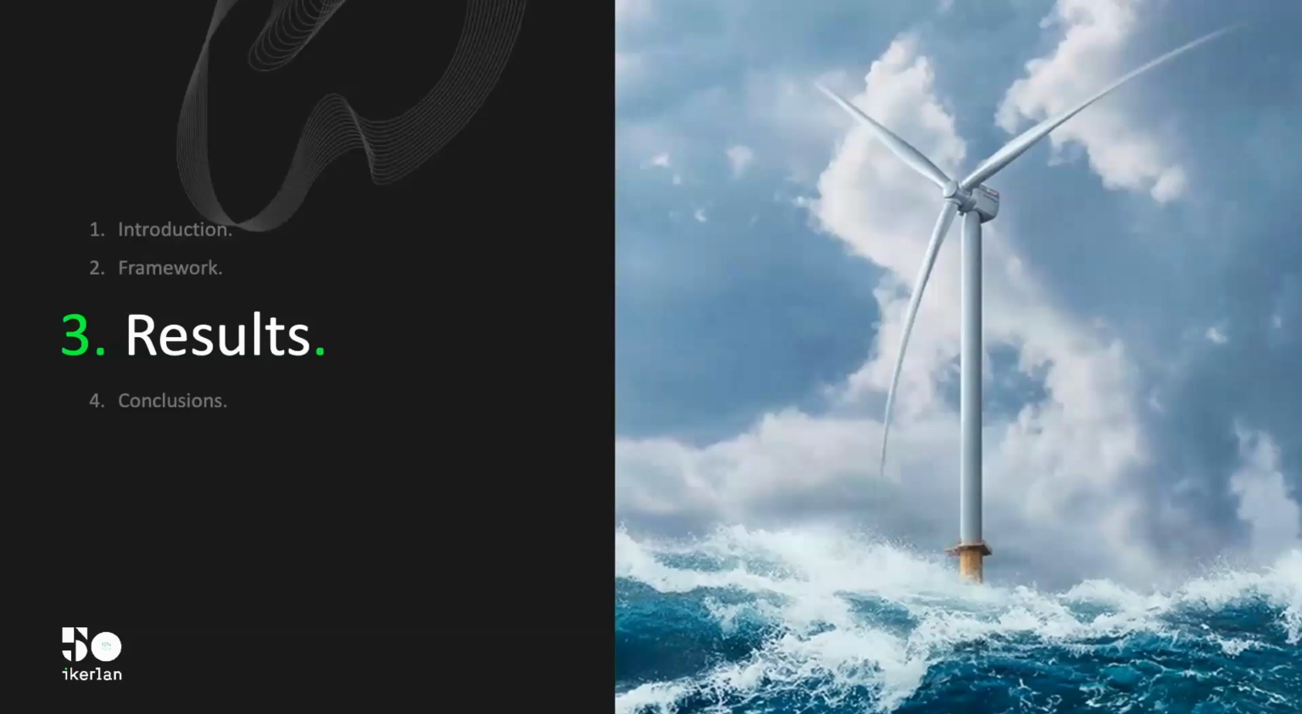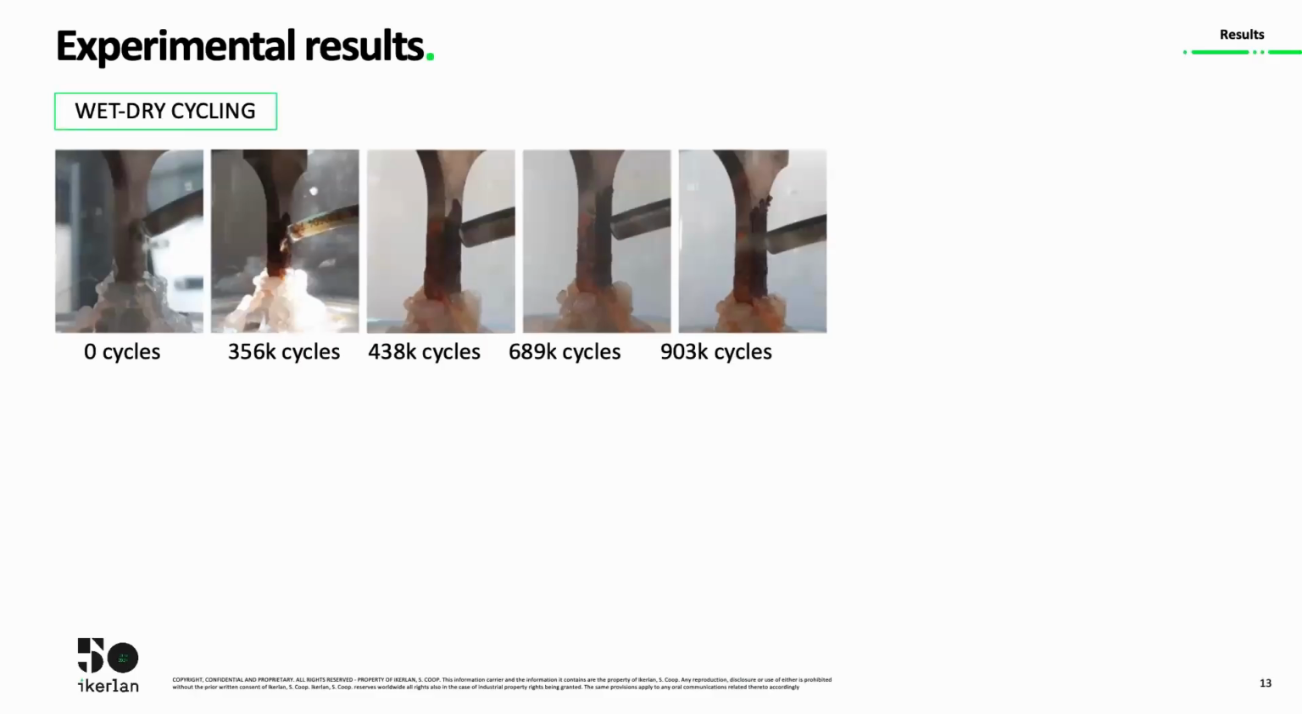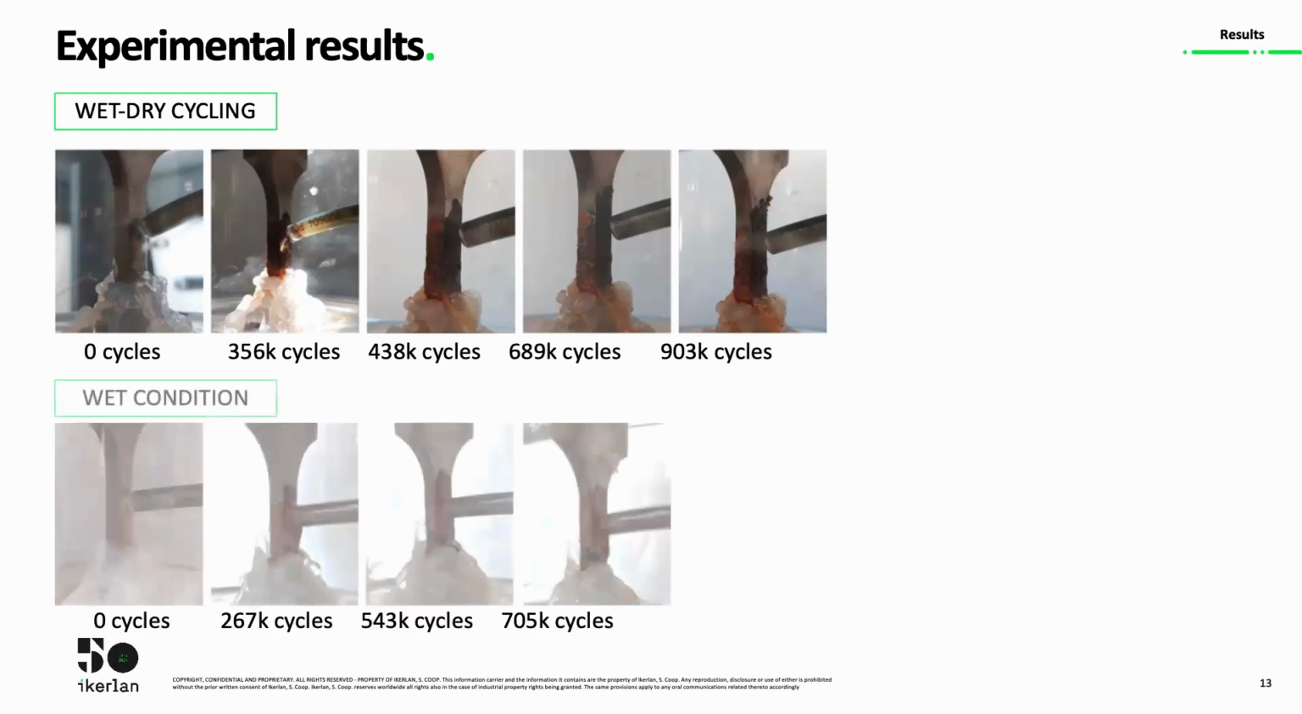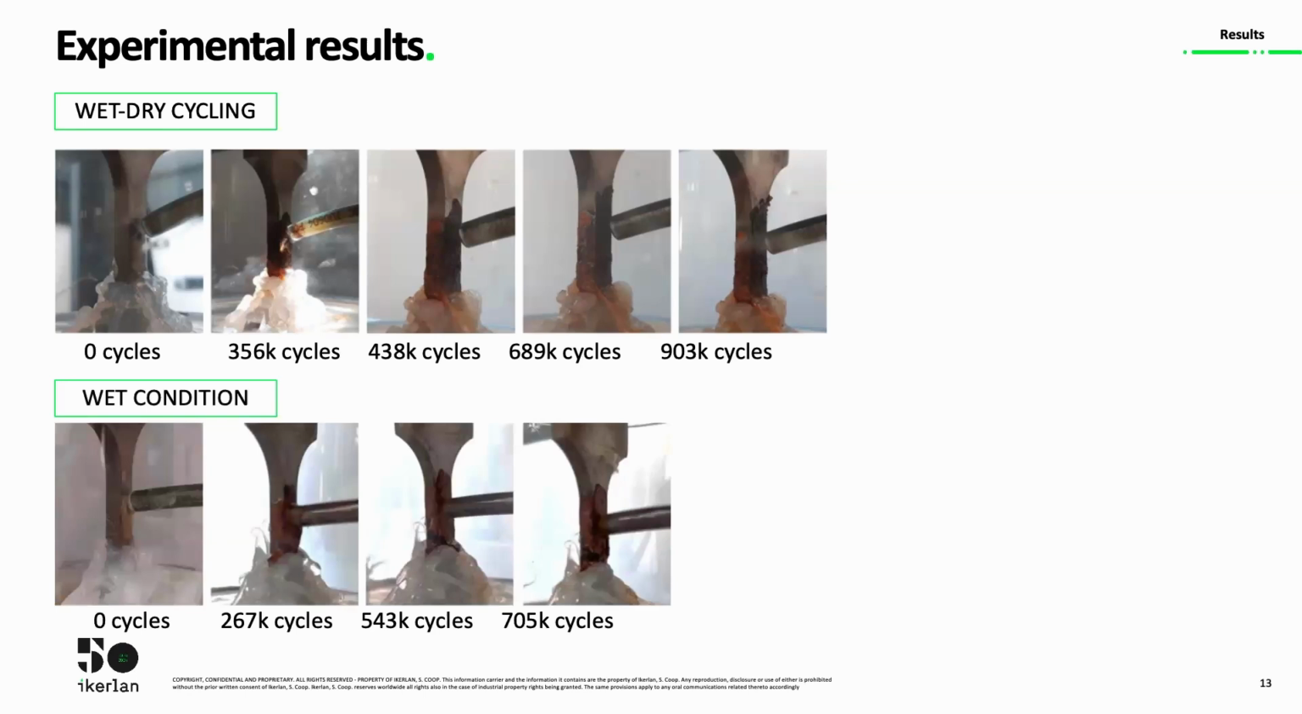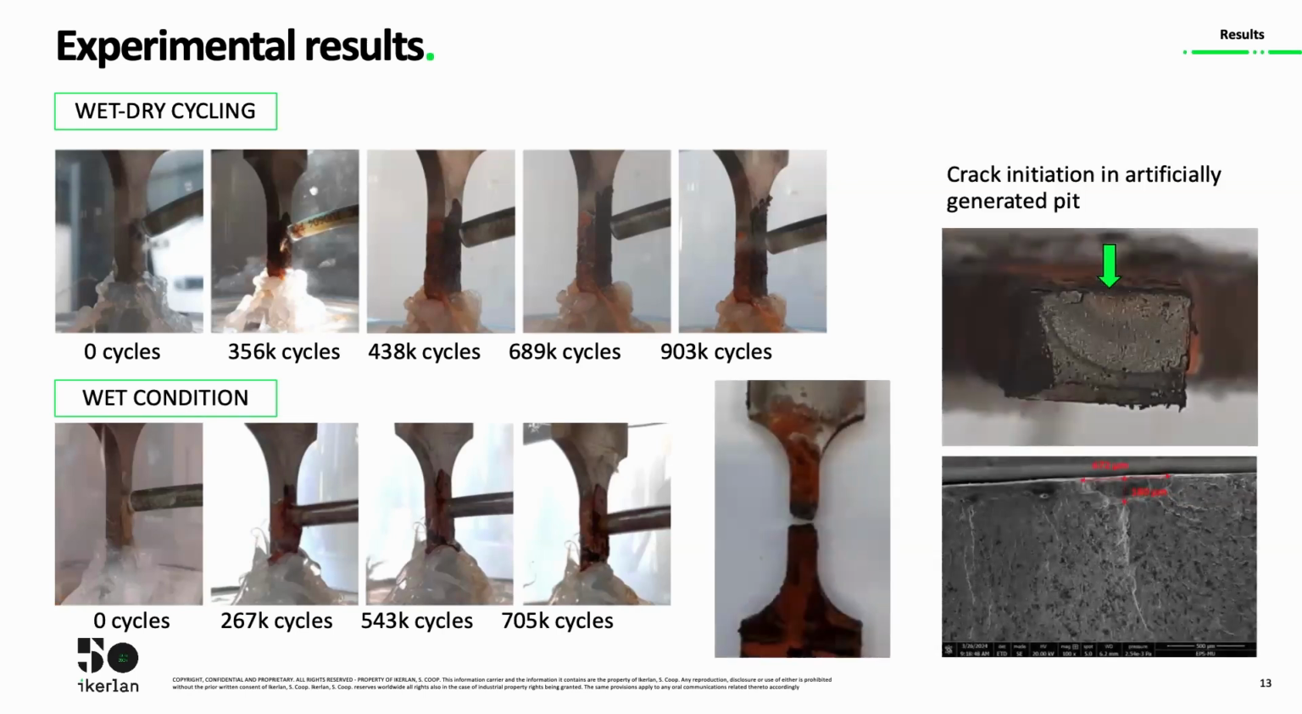Now I will show the experimental results. In this image, you can observe the progression of corrosion when the samples were tested in wet-dry cycling. In the next image, you can see the aspect of corrosion when using a wet condition. It is important to point out that after failure, in all cases, we checked that the crack initiation was produced in the artificially generated pit, as you can see in the image.